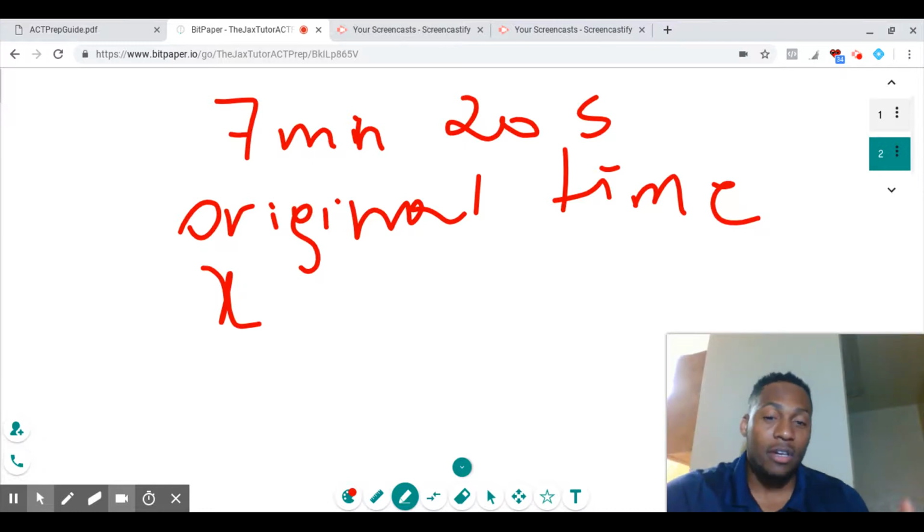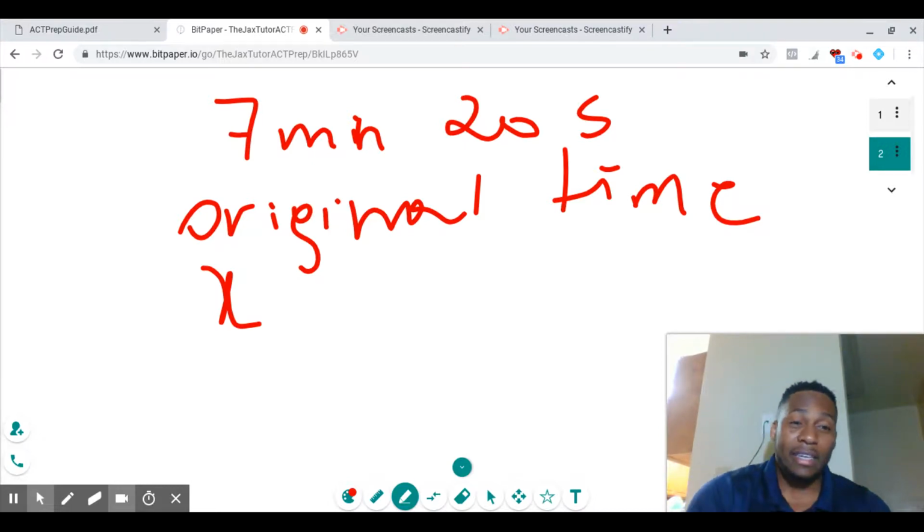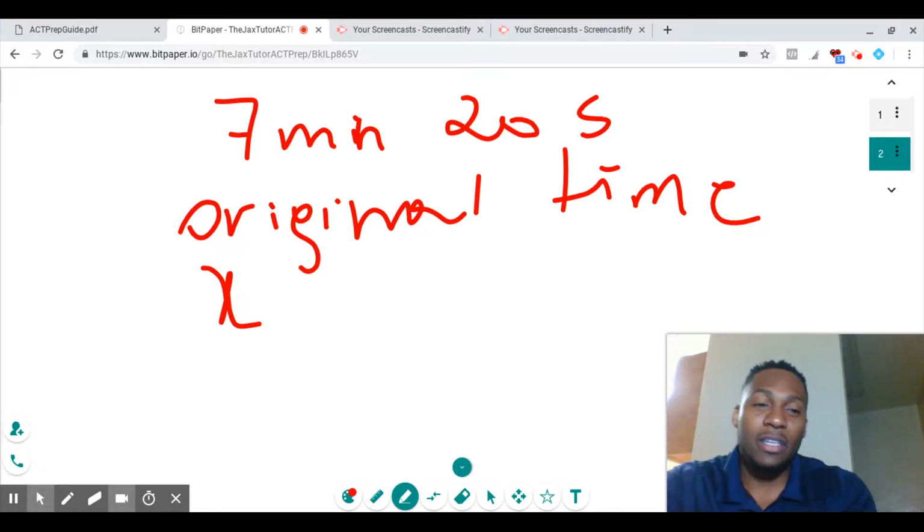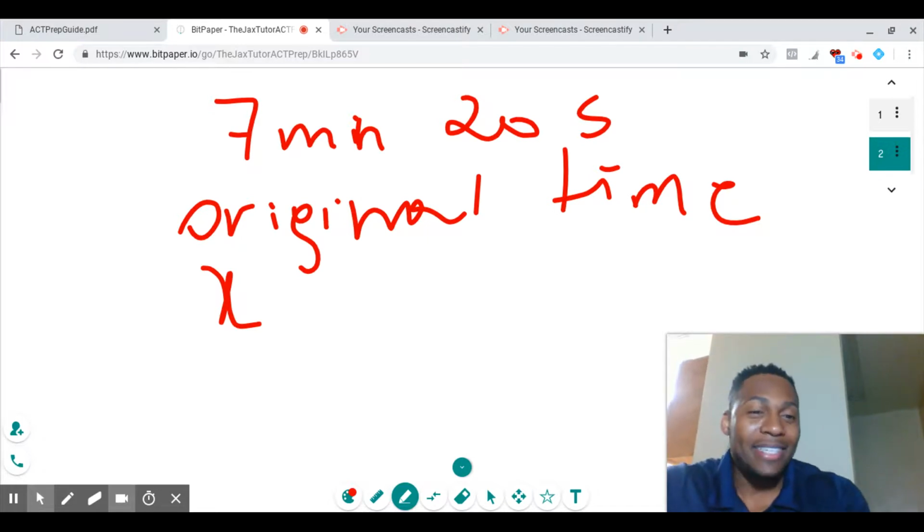In order to do that, we're going to have to convert everything to one unit. 7 minutes and 20 seconds is kind of like two different units. We can convert all of that into minutes, or all of that into seconds. The easiest way is to convert all of it into seconds. We already have the 20 seconds. How many seconds are in 7 minutes?